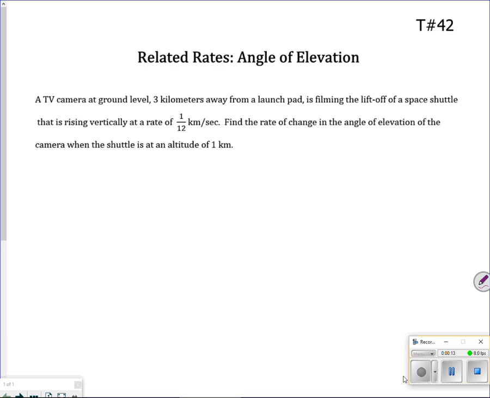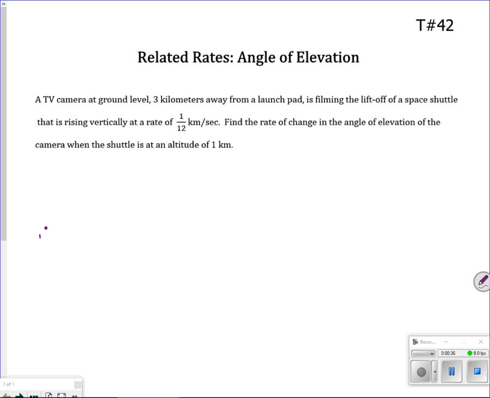A TV camera at ground level 3 kilometers away from a launch pad is filming the liftoff of a space shuttle that is rising vertically at a rate of 1/12 kilometers per second. Find the rate of change in the angle of elevation of the camera when the shuttle is at an altitude of 1 kilometer. Okay, so see if you can stop the video and draw the picture.